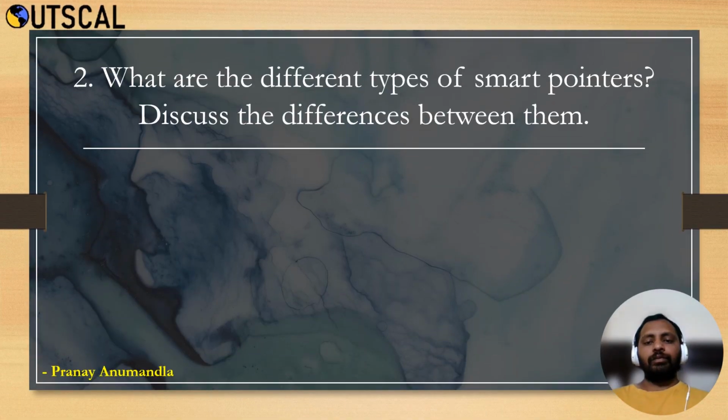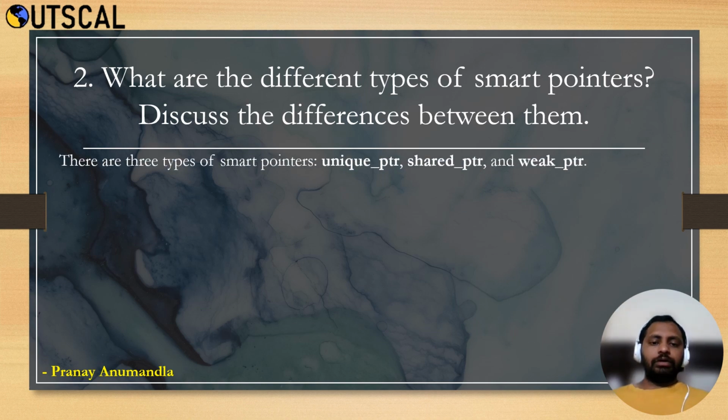What are the different types of smart pointer? Discuss the difference. There are 3 types of smart pointers: unique pointer, shared pointer, and weak pointer. Unique pointer owns the object which it points to. If a unique pointer is pointing to some object, it owns that object, and whenever the pointer is deleted, the object will be destroyed. If the pointer is set to reset or delete, then the object will get destroyed.